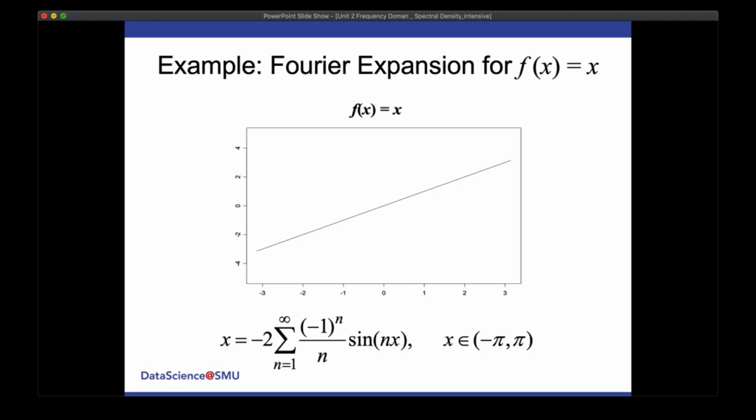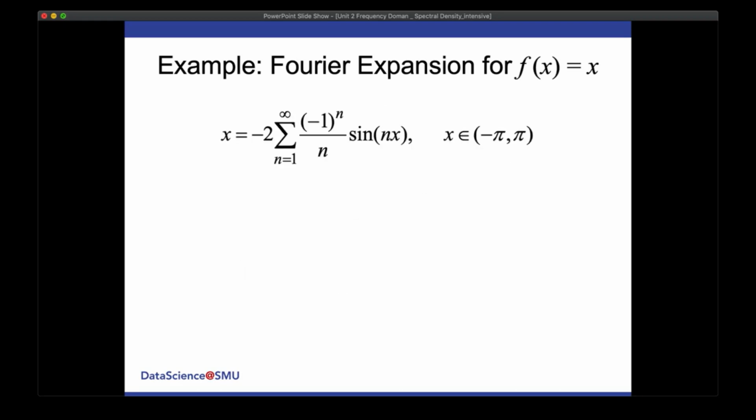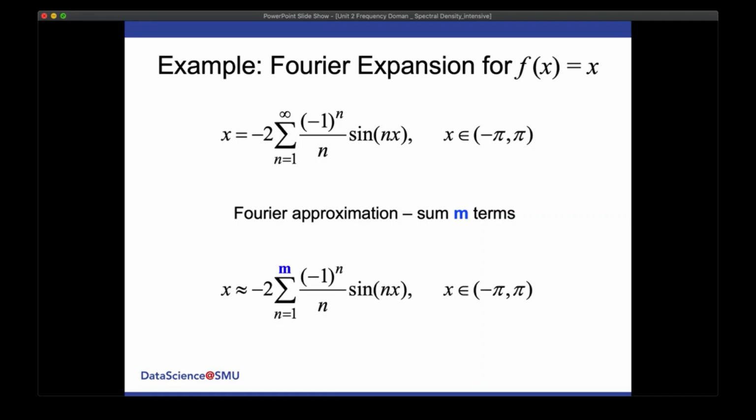Now, one issue we're going to have right away is we can't sum up infinitely many terms, so we're going to have to be content with letting the sum stop somewhere out at some m. We're going to have to approximate that summation by summing up m terms. So that's what we do here. Here's the approximation. The x is approximately negative 2 summation from, instead of n equals 1 to infinity, n equals 1 to m.